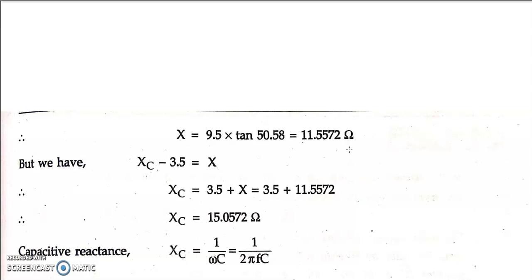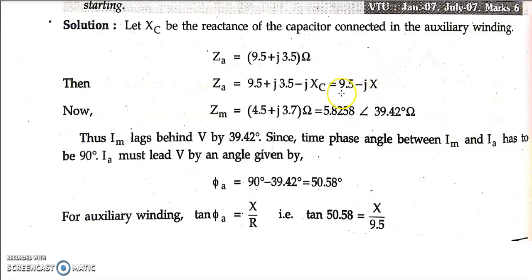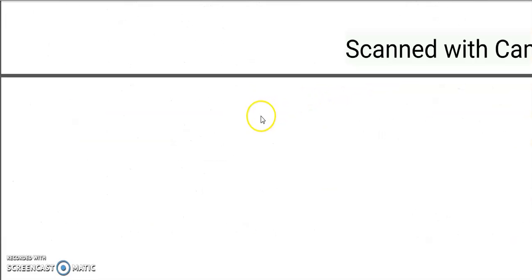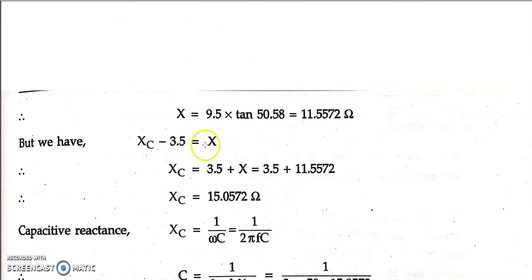Now we are going to calculate the capacitor reactance Xc, but this is the X value. X, as I already told you, is nothing but Xc minus 3.5. Precisely, we need to calculate Xc, not X. So let us calculate the Xc value. We know that X is equal to Xc minus 3.5. Substituting the value of X, 11.5572, and taking the minus 3.5 to the right side, the 3.5 gets added to 11.5572. So the Xc value will be 15.0572 ohm.